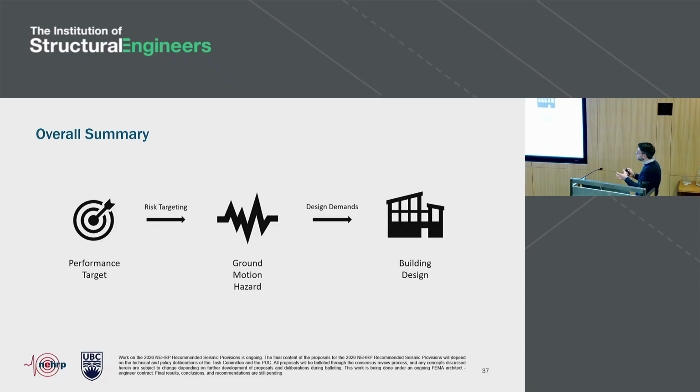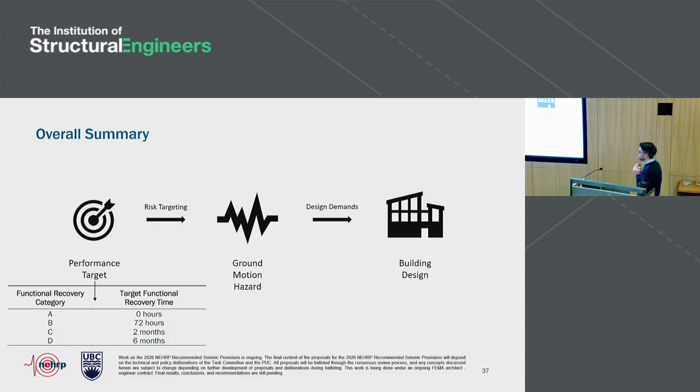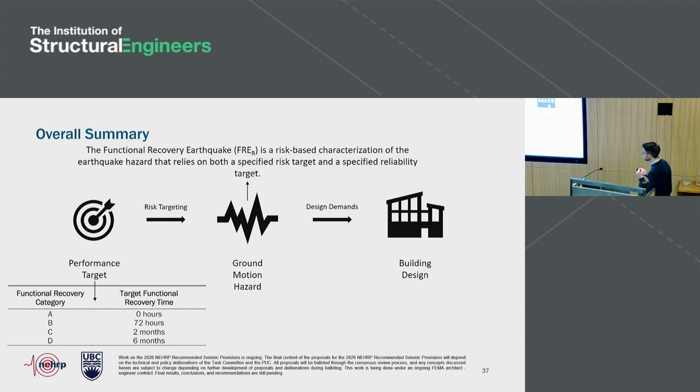So the first one is that we're introducing these functional recovery categories that I've already mentioned that have a specific recovery time target, right? Anywhere from 0 hours for A to 6 months for D. We're evaluating performance at this functional recovery earthquake, which is a risk-based characterization of the hazard, and therefore it has a risk target and a reliability target, and that reliability target is what we're explicitly checking in our design provisions.